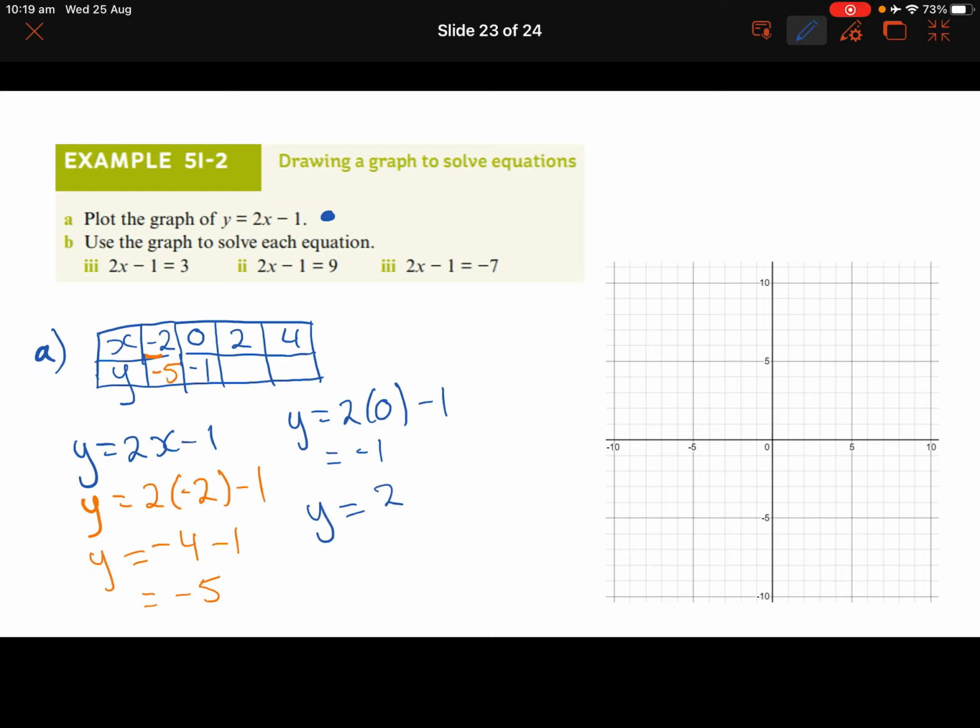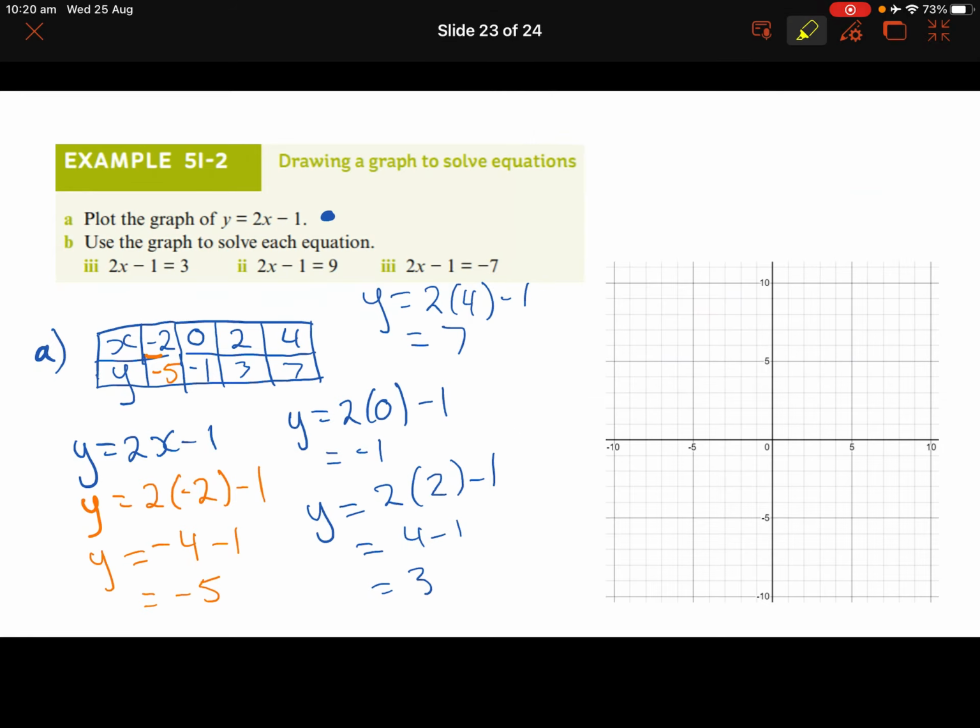Alright, we're going to put 2 in there. So 2 times 2 is 4, minus 1 is 3, so the 3 goes here. And then when x is 4, y equals 2 times 4 is 8, minus 1 is 7, so 7 goes here. Alright, so the reason we do all of this is so that we now know coordinates that our line runs through. So we can now put them on the graph.